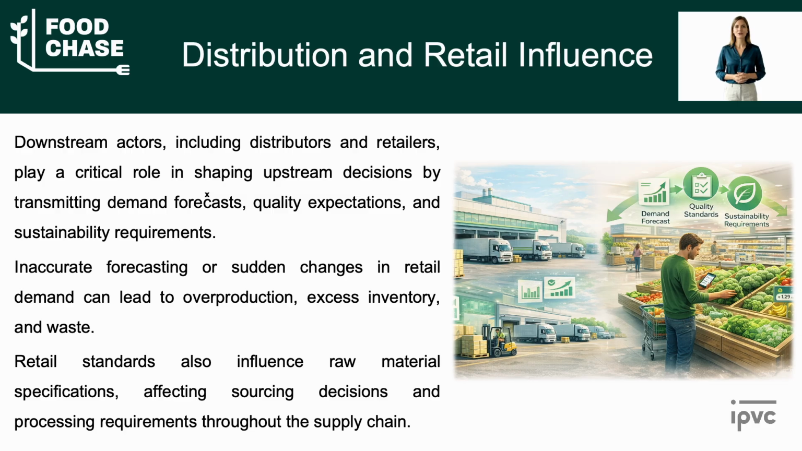Downstream actors, including distributors and retailers, strongly influence upstream decisions. Retail demand forecasts, quality standards, and sustainability requirements shape production planning and sourcing choices. When forecasts are inaccurate or demand changes suddenly, processors may overproduce or face shortages, both of which contribute to food waste throughout the supply chain.